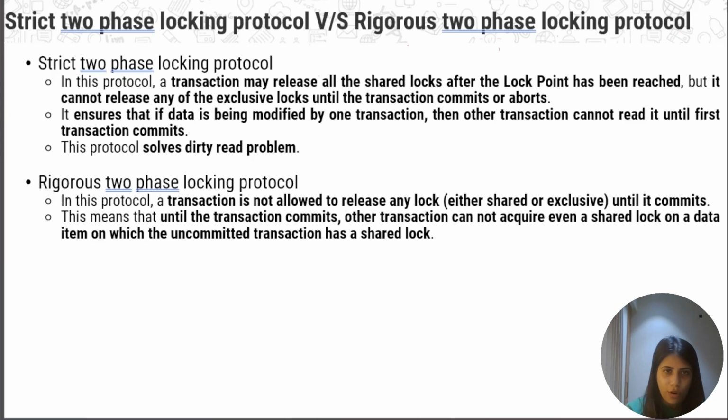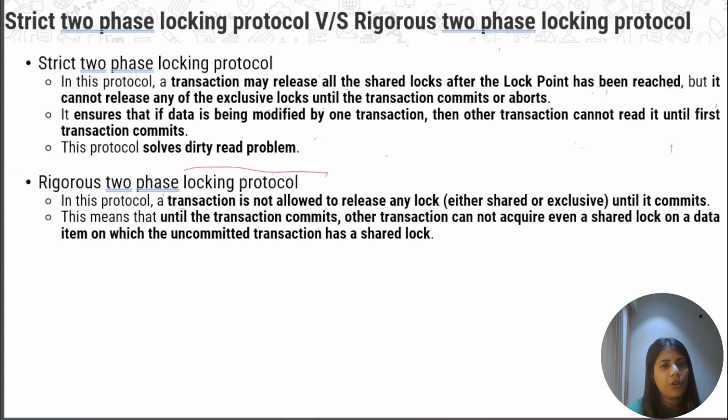In the strict two-phase locking protocol, a transaction may release all the shared locks after the lock point has been reached, which means lock point means the final lock, but it cannot release any of the exclusive locks until the transaction commits or aborts. It ensures that if data is being modified by one transaction, then the other transaction cannot read it until the first transaction has been committed. ये बहुत important है because इसी problem को solve करने के लिए we are putting the locking protocol. This protocol solves the dirty read problem.